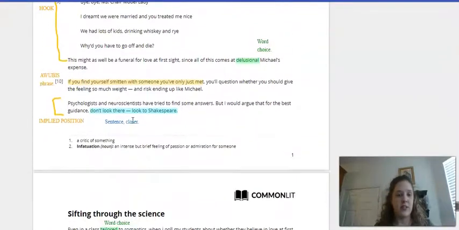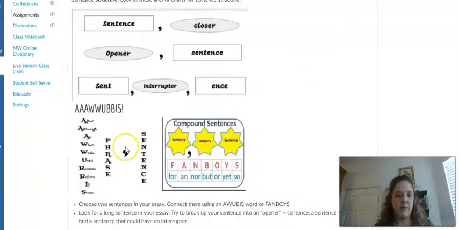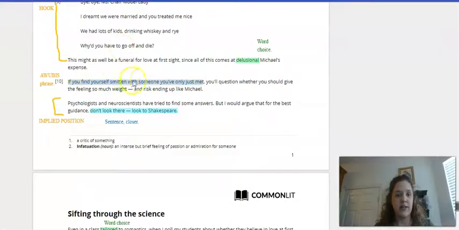Okay, some other sentence structures. Here's an AWUBIS phrase one right here, starting with "if." So here's "if" as an AWUBIS phrase. "If you find yourself smitten," and so on, comma, and then the rest of the sentence. And then this last one here is an example of a sentence with a closer. So you've got the whole sentence in front, but I would argue that for the best guidance, comma, and then you have the closer.